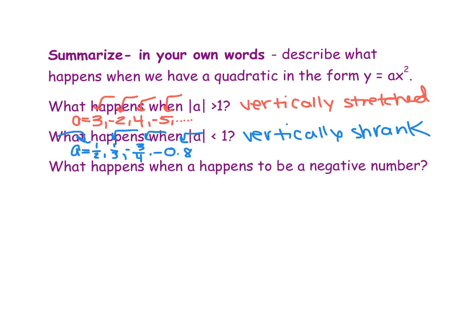And then lastly, we noticed that when A happens to be a negative number, it could possibly have a vertical shrink or a vertical stretch, but if A is a negative number, it is also going to do what is called vertically flip.